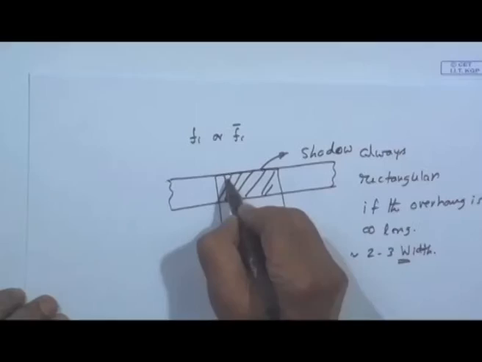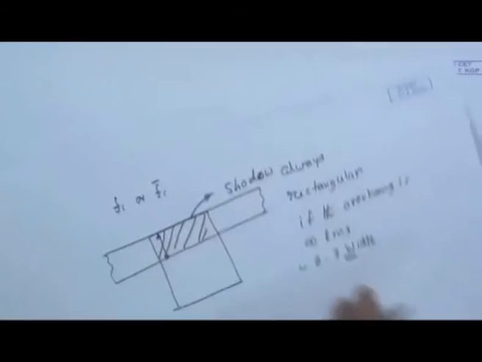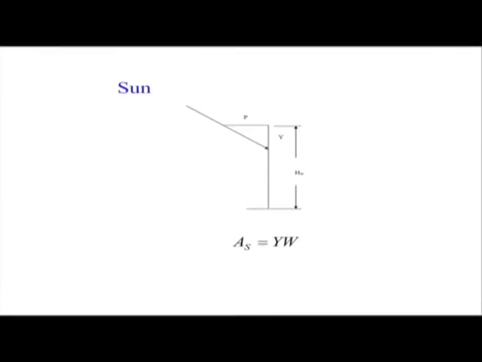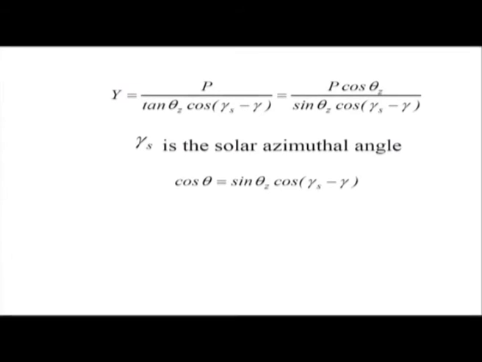So, once that is the case, it is only a question of estimating the shadow width, which depends upon the time of the day, and we can calculate that with the help of the sun's rays. AS is y into W, where y is the shadow depth or height, which is given by y is equal to p projection by cos theta z, where gamma s is the sun's azimuthal angle, which is again related to cos theta.